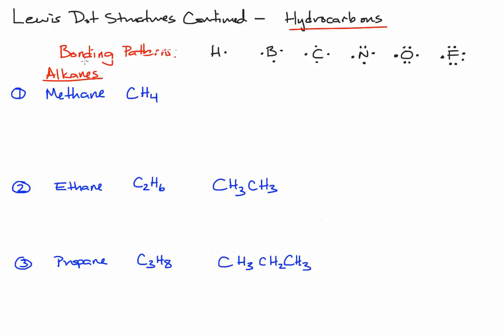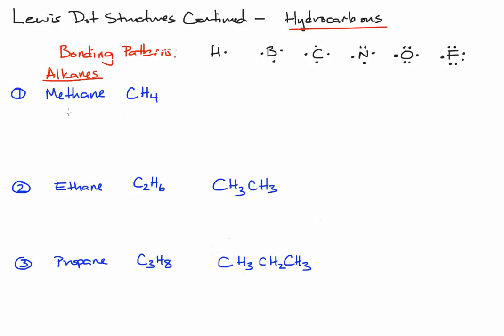We're going to utilize the bonding pattern that we saw in class that's based on the periodic table. So this bonding pattern comes from the number of valence electrons available for each element to bond. So let's briefly review the case of methane. So example number 1. This is the simplest alkane.